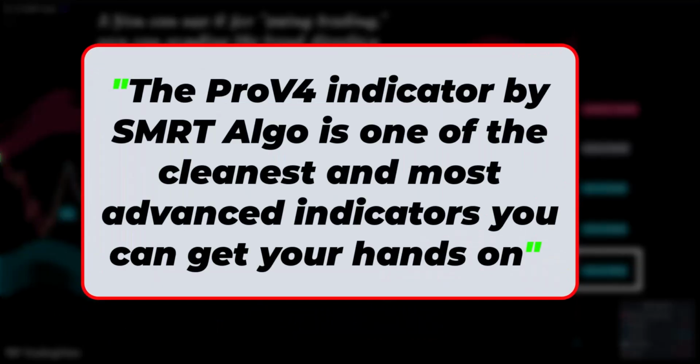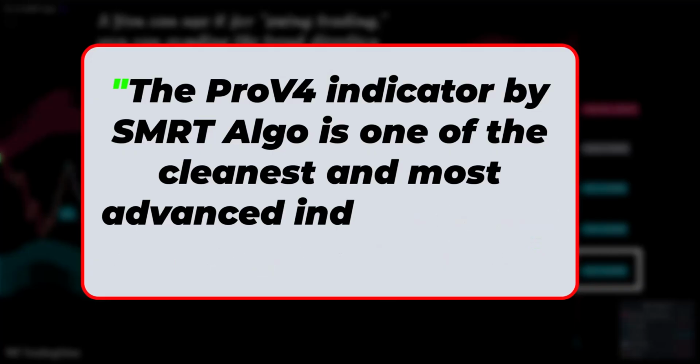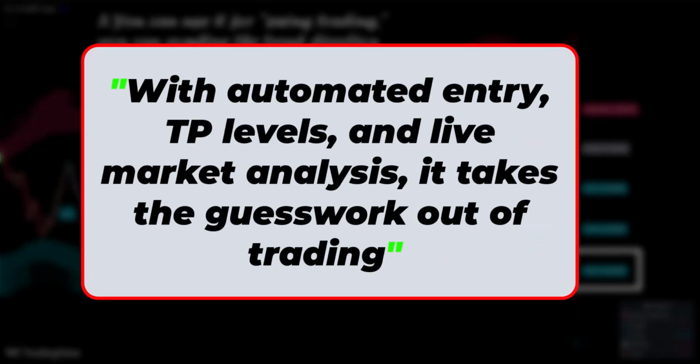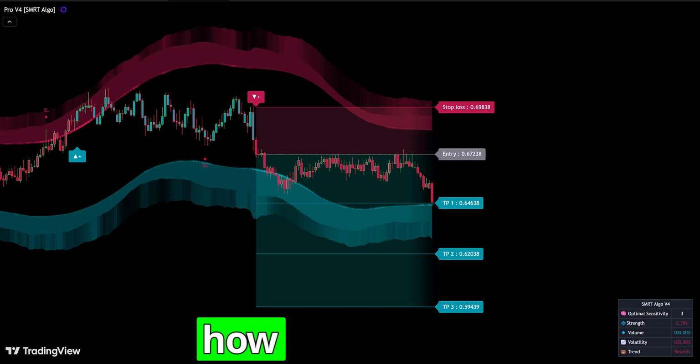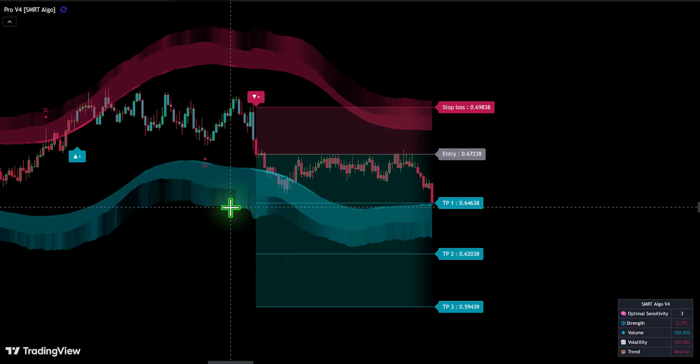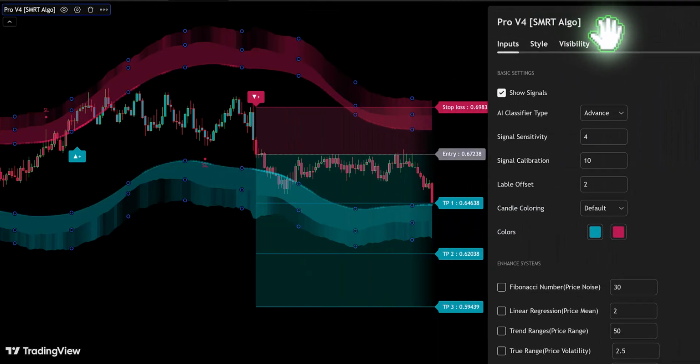So the Pro V4 indicator by SMRT Algo is one of the cleanest and most advanced indicators you can get your hands on. With automated entry, TP levels, and live market analysis, it takes the guesswork out of trading. Now, the real power of this wonderful indicator comes from how customizable it is, especially when it comes to the signal settings. So when you go to the settings, you'll see a few key inputs.